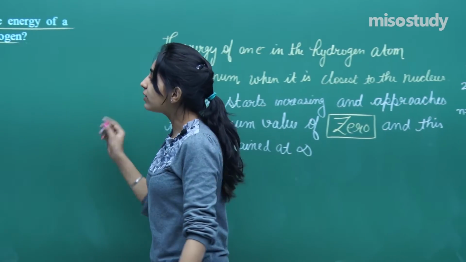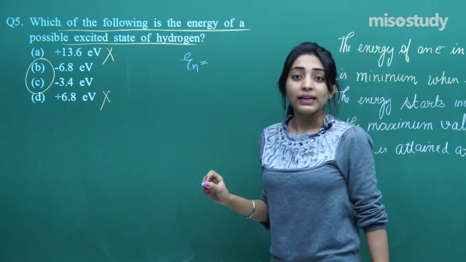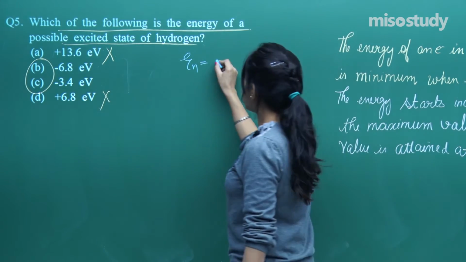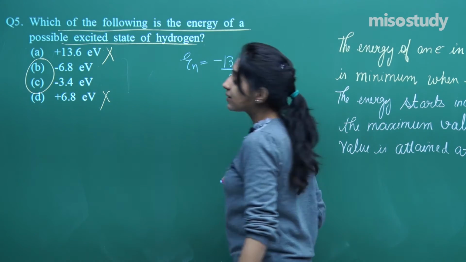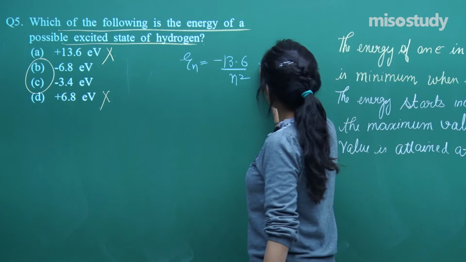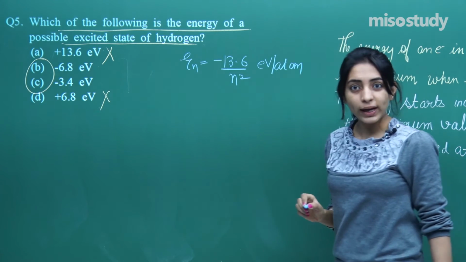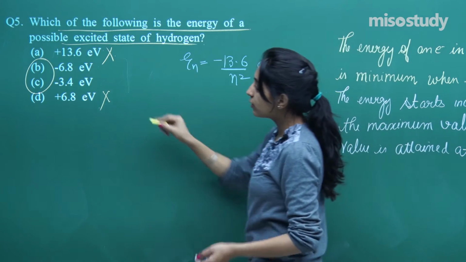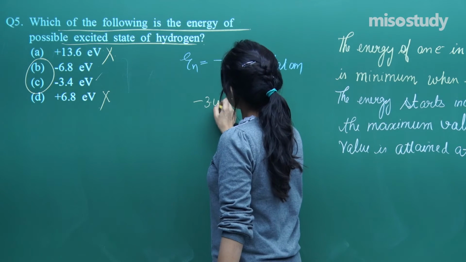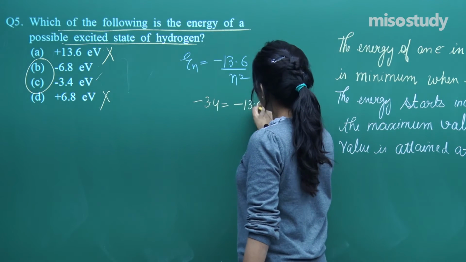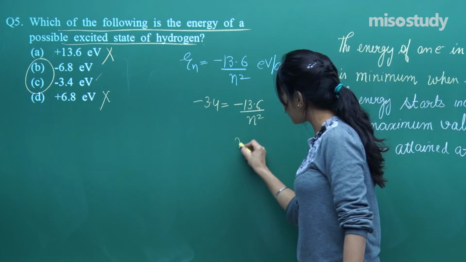Right? Now listen to me carefully. The energy of nth orbital in the case of hydrogen atom is given as minus 13.6 divided by n square electron volt. Okay. Now try to put these values. Suppose you are putting minus 3.4. So minus 3.4 will be minus 13.6 divided by n square. And if you solve it, you will get n value as 2.